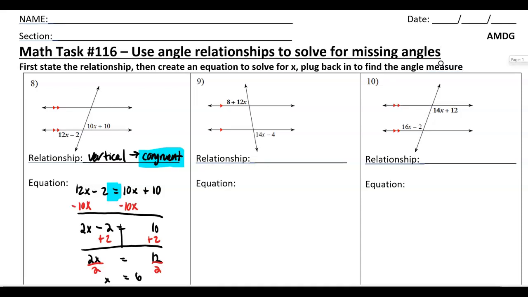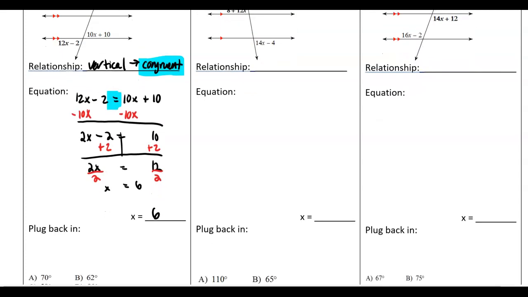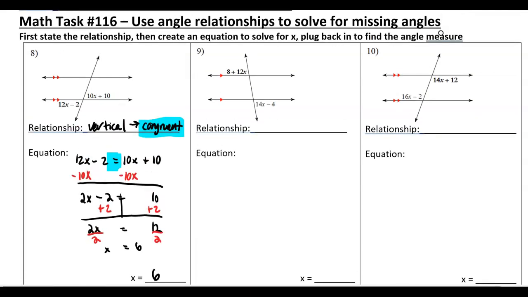Now, you're not done because you need to plug back in. So you get x equals 6. It doesn't matter which one you plug back in because they're congruent. So I'm just going to say, all right, 10x plus 10. Let's use that angle, right? So 10 times 6 plus 10 gives you 60 plus 10, which gives you 70. And so that's what you're going to do. So if they have a congruent relationship, you set them equal to each other.